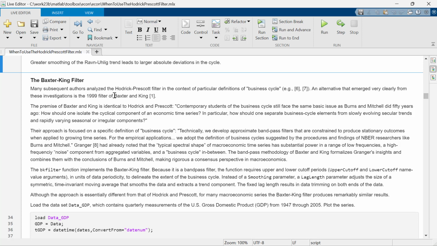One of the alternatives to the Hodrick-Prescott filter that came to be most highly regarded was the Baxter and King filter that came out in a paper in 1999. The difference between the Baxter-King filter and the Hodrick-Prescott filter is that the Baxter-King filter has a very specific notion of what a business cycle should be.